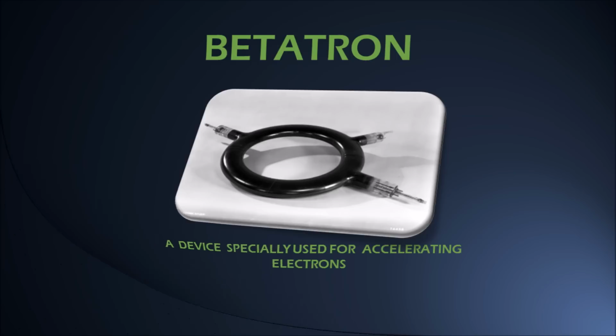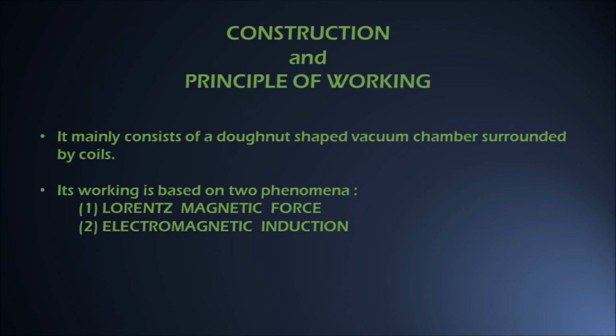Now let us come to construction and working of a Betatron. It consists of a donut shaped vacuum chamber surrounded by coils which are connected to a source of alternating voltage. These coils produce an alternating magnetic field in a direction perpendicular to the plane of donut shaped chamber.